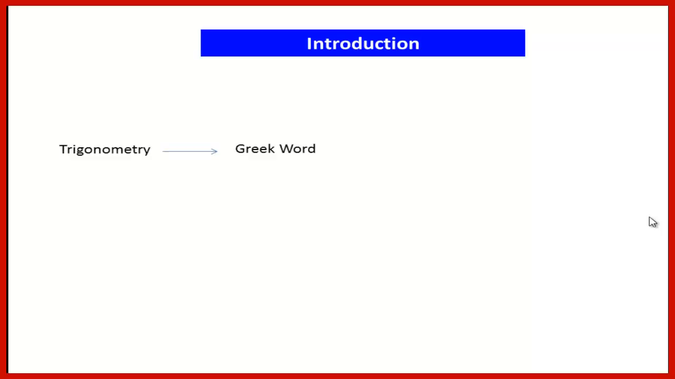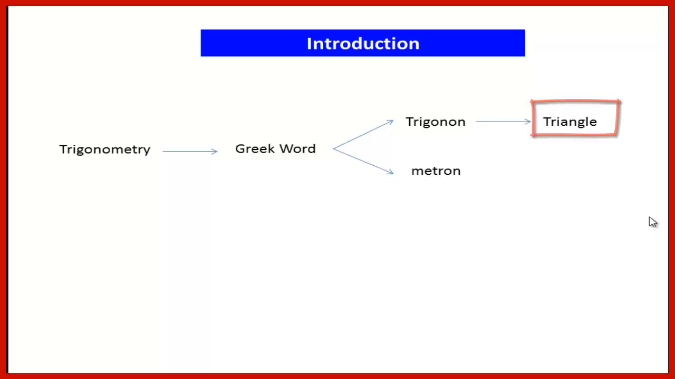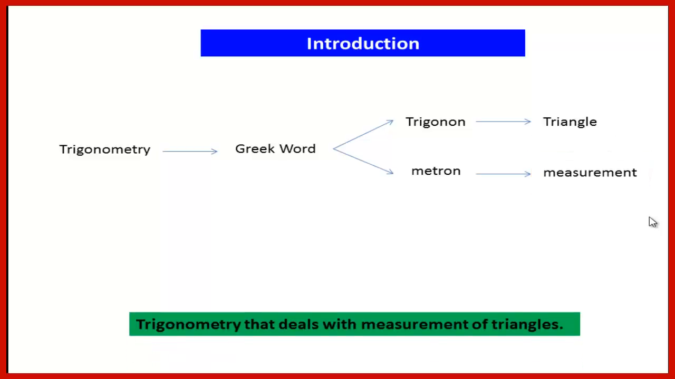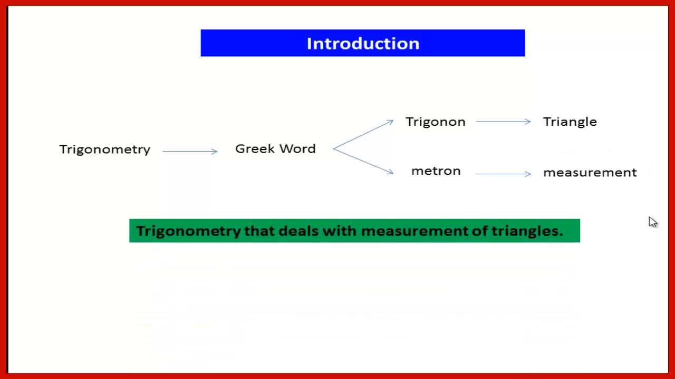Trigonometry is a word that is derived from two Greek words. One is trigonon and the second is metron. Trigonon means triangle and metron means measurement. Therefore, trigonometry deals with the measurement of triangles.